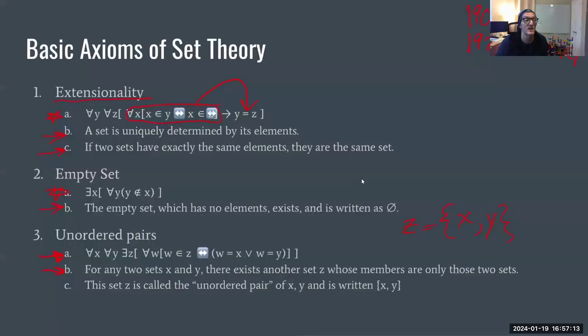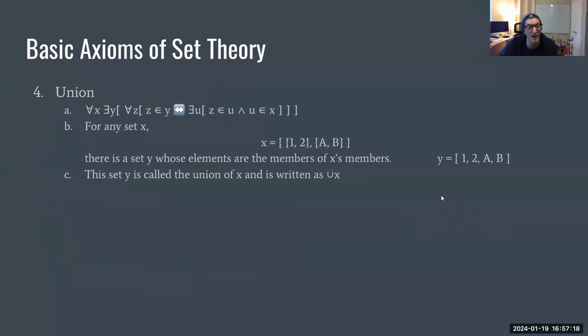Okay, good. More. Union. Okay, you're probably thinking, yeah, I know about union. No, you don't know about union. This is a different kind of union. What is union? Well, here's our first attempt to understand it. For any set X, so for example, imagine this is our set X. This set X contains two sets. The first set is the set 1, 2, and the second set is the set AB. Then we can make a new set Y whose elements are all the elements of X's elements.